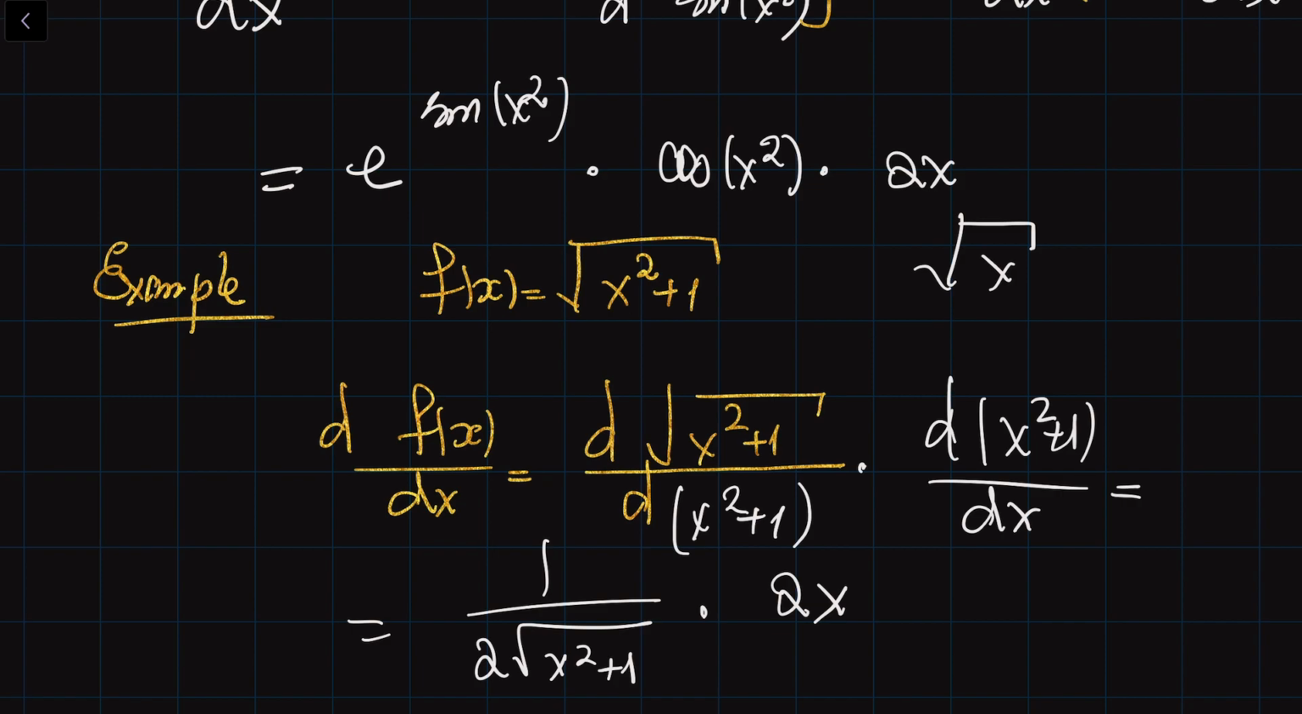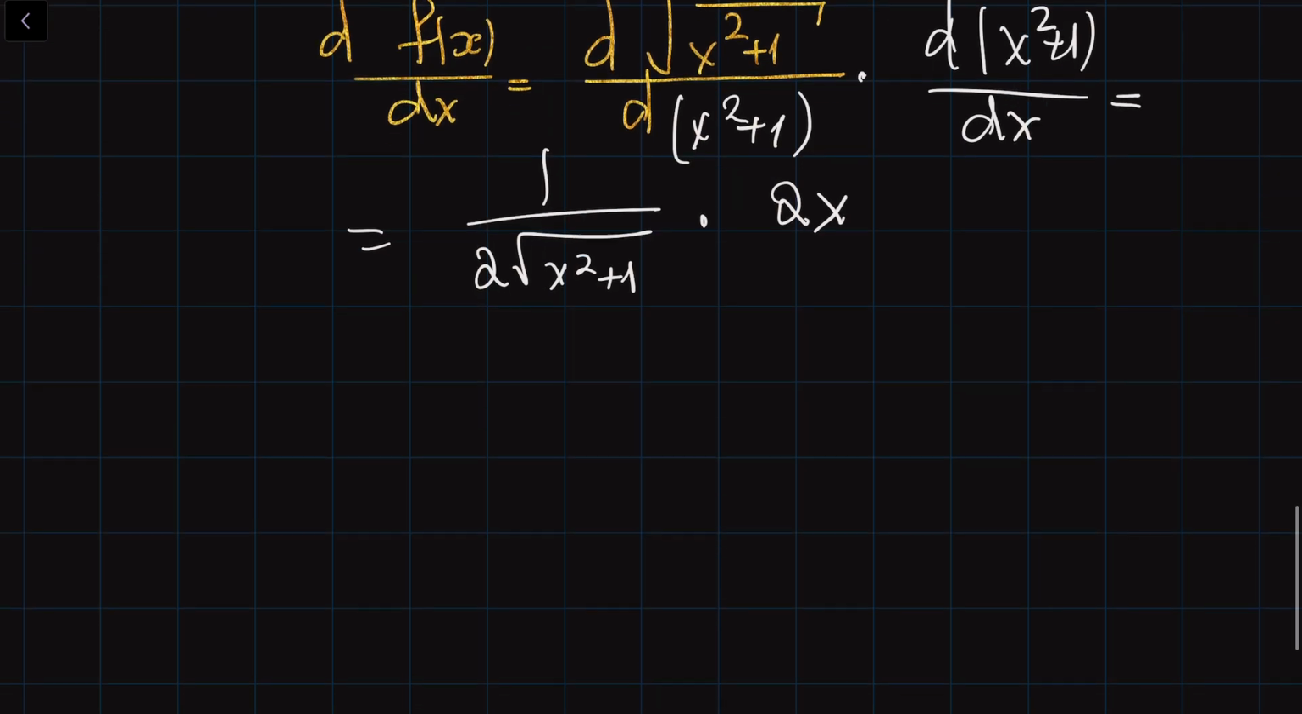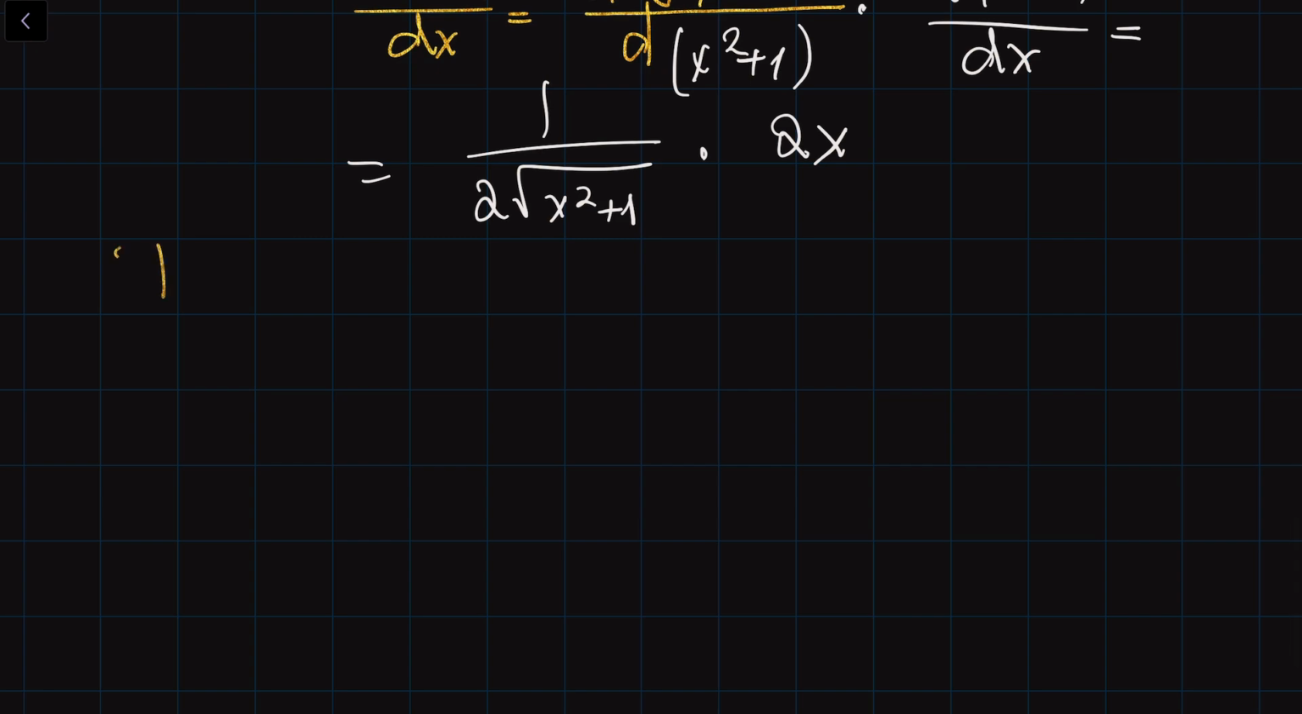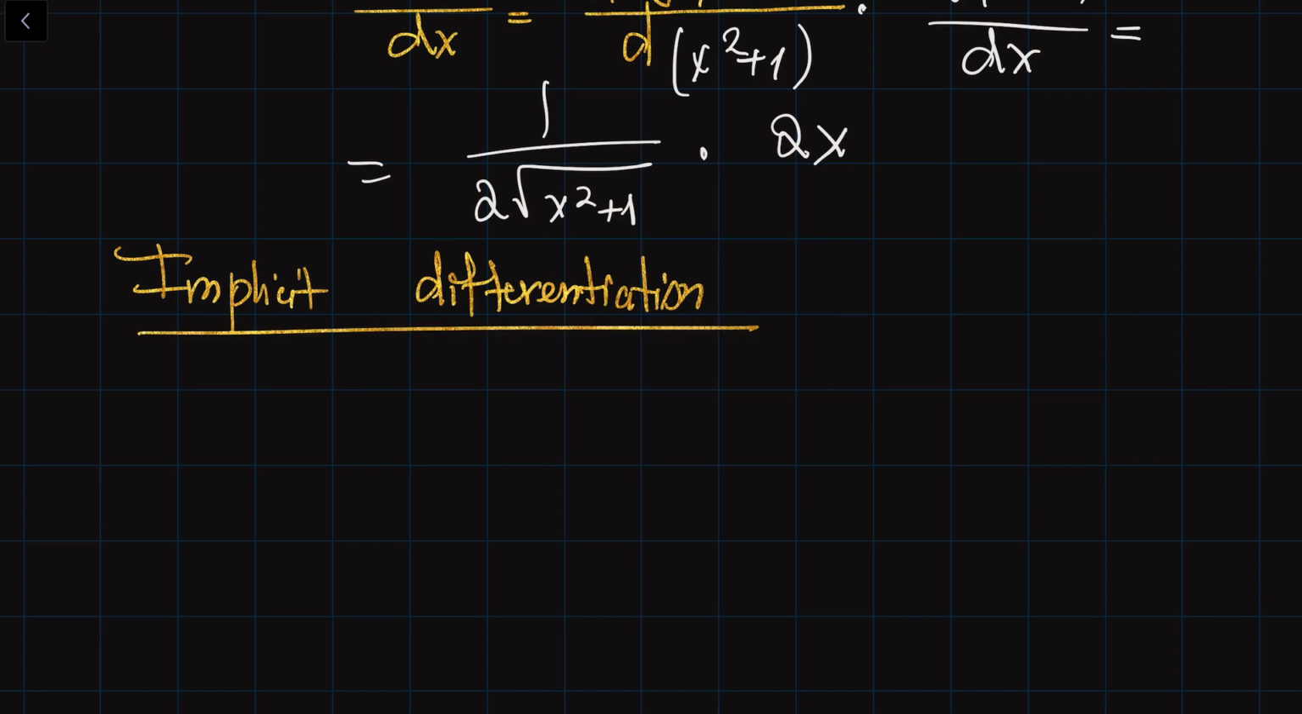Okay? Cool. So you have to do a couple of exercises before coming to the next lecture on this topic. Today we're going to discuss something called implicit differentiation. Implicit differentiation. Do you understand the meaning of implicit and explicit? What does explicit mean and what does implicit mean?